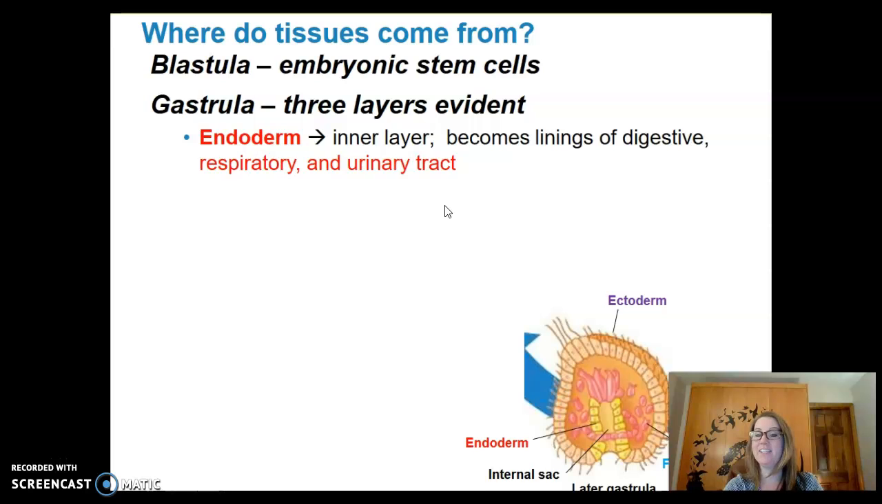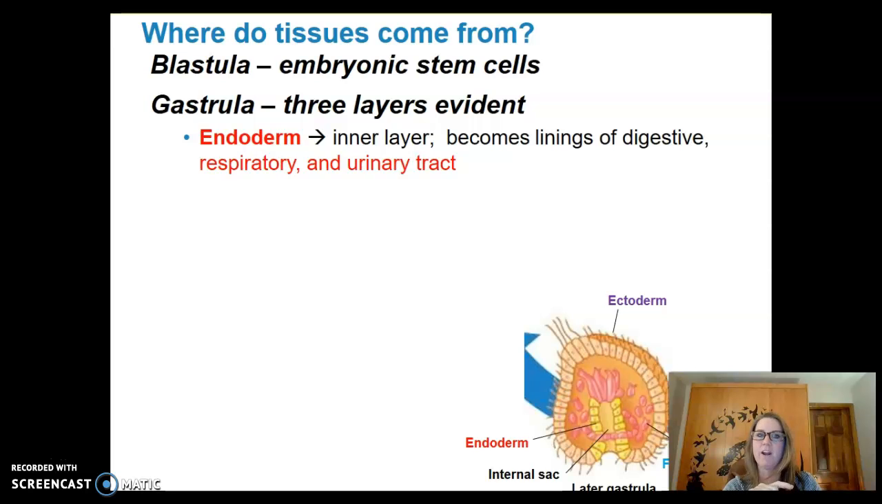You might remember that the endoderm, the main way you're going to remember it, is that the endoderm gives rise to the digestive tract, and the linings of the digestive tract. So it's everything from the mouth to the anus.